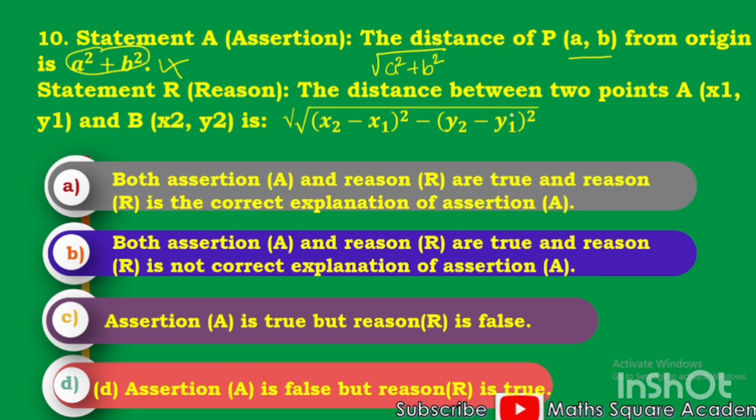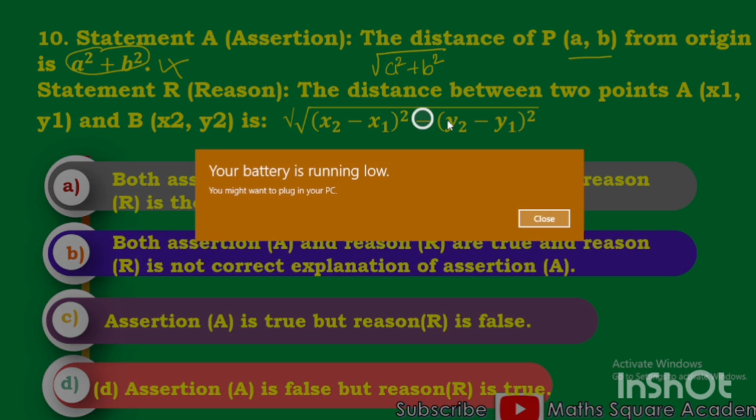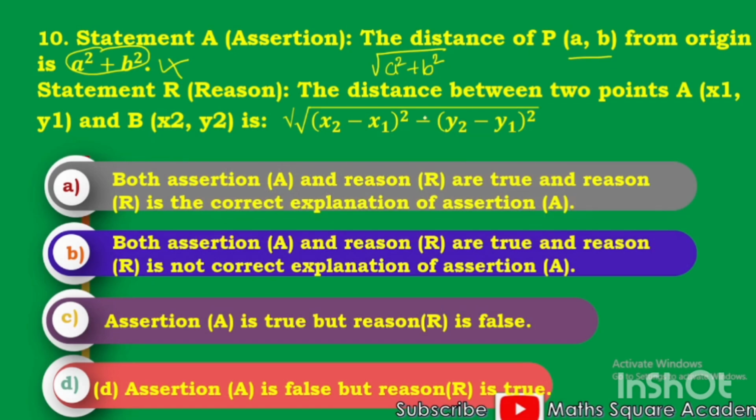And what about the second statement? The distance between the 2 points (x1, y1) and (x2, y2) is the square root of (x2 minus x1) whole square plus (y2 minus y1) whole square. So this statement is correct. The first one is false, the second one is correct, right? That is, the assertion is false but the reason is true. Yes, that is the right answer, so option number D is correct. In this way you can simplify the multiple choice questions.